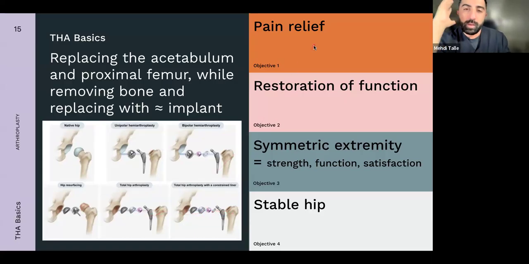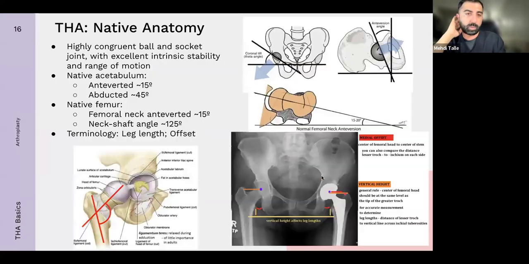The objectives are similar to total knee, with the key difference we alluded to earlier being that stability, which we don't typically struggle with in total knees, is really a key surgical consideration in total hip. And we'll talk about that more as we go. So, some native anatomy of the hip. The hip joint itself is a highly congruent ball and socket joint with excellent native intrinsic stability and range of motion. Intrinsic stability means there's quite a bit of coverage from the native acetabulum, and your femoral head sits in that nicely. So that joint is not one that we commonly dislocate outside of the really severe trauma setting.